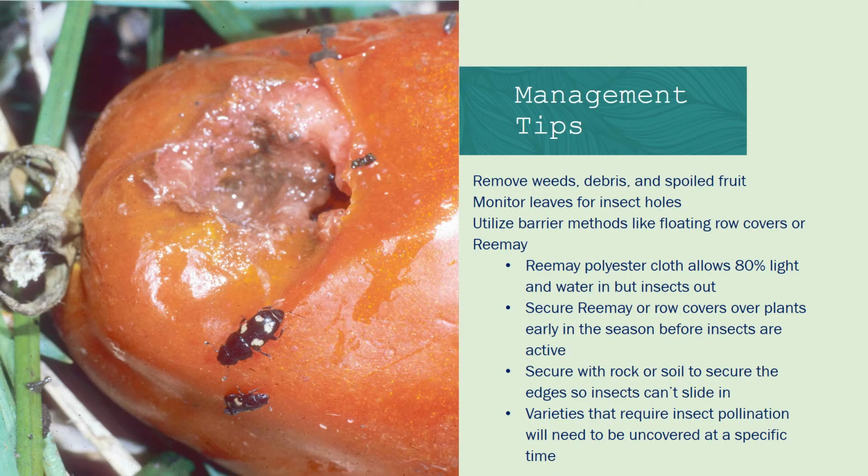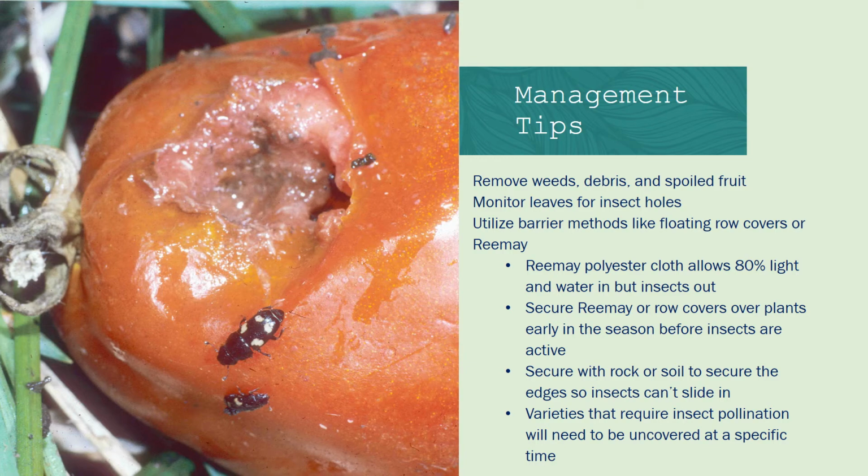Maintenance can help by removing weeds, debris, and spoiled fruit where insects may harbor. Also, check regularly for insect pests. Look closely for insect holes in leaves and hand-pick insects as you see them. Some insects, like tomato hornworm, can blend in with the stems and foliage and be difficult to see. Frass or excrement on the leaves can be an indicator that a caterpillar is nearby.